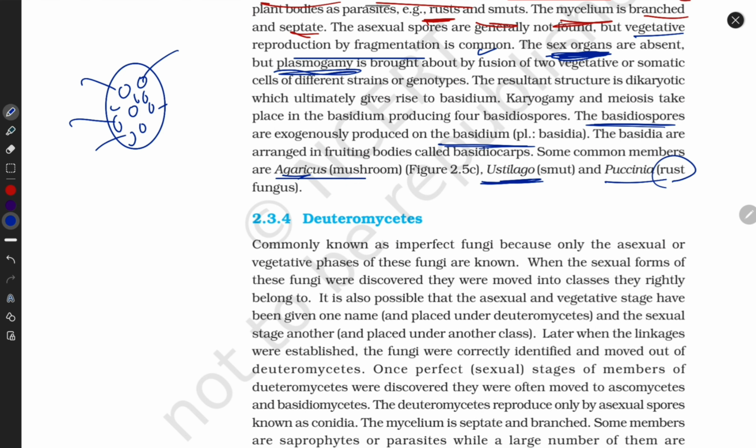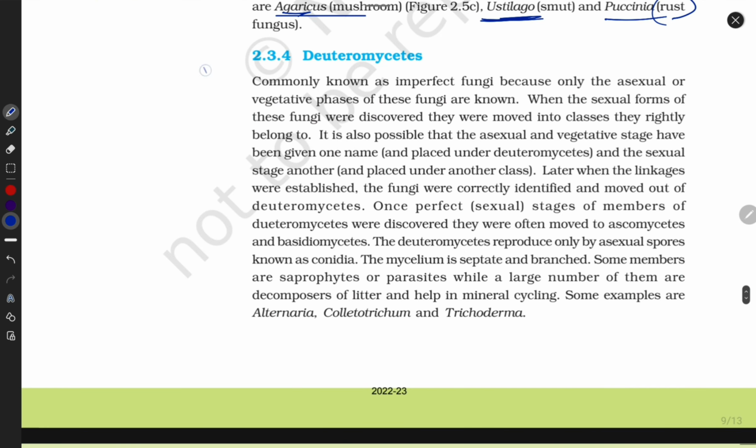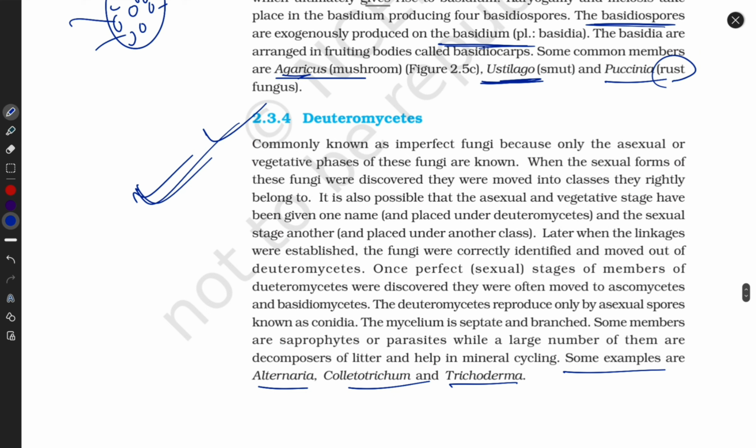Puccinia is a rust fungus. Now, the next class is Deuteromycetes. Guys, this class is not random. It is important because many students avoid it since the names are hard. That's why your competitive examiner will focus on these things, because you skip them. They put these in your competitive exam, so learn it right now. Learn where they are found, how they reproduce.